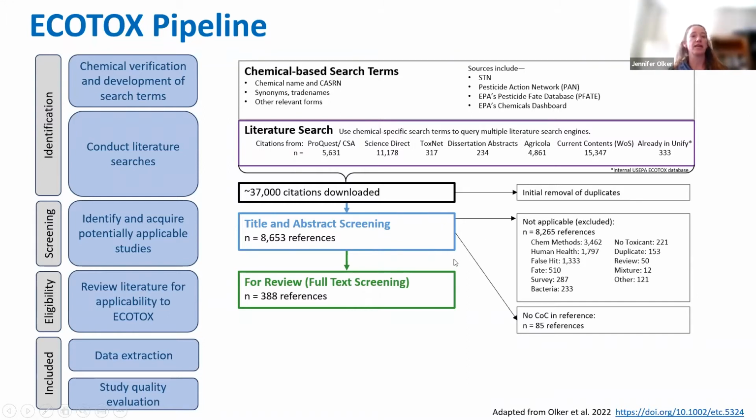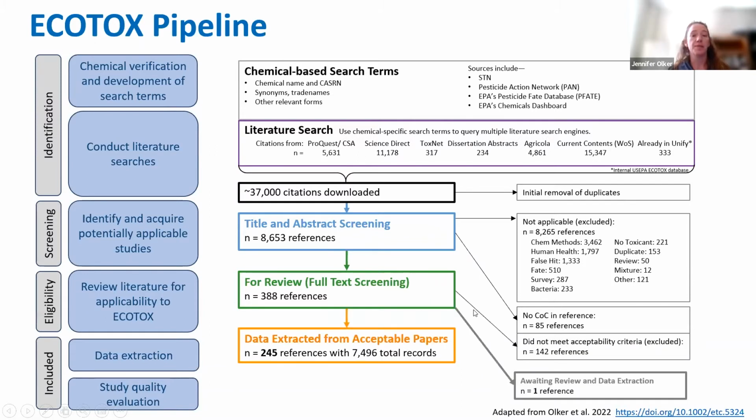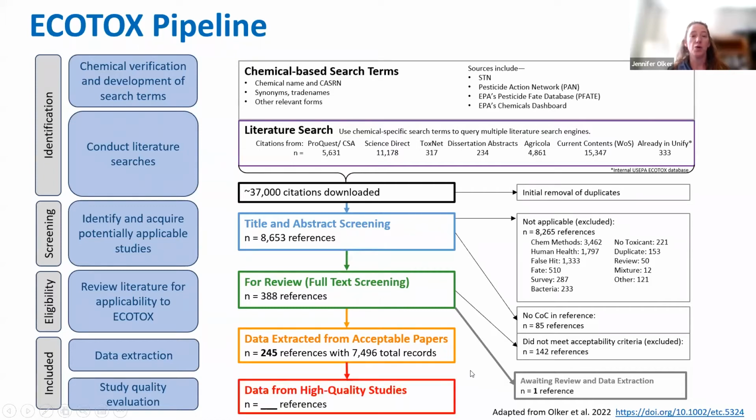In this example, from those 8,653 references, 388 were forwarded for full text review using that same applicability criteria. And of those, data were fully extracted from the acceptable papers, of which there were 245 references. While ECOTOX does not include a formal study quality evaluation step within the tool, we provide a lot of information to help study quality evaluation assessments that are done for specific applications. I'll talk about that a little bit more in a few slides.